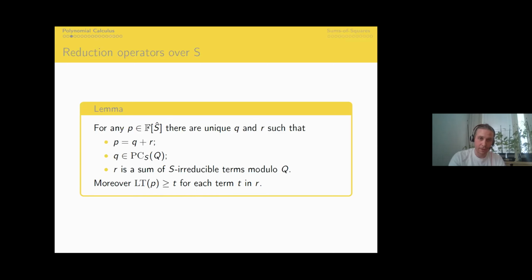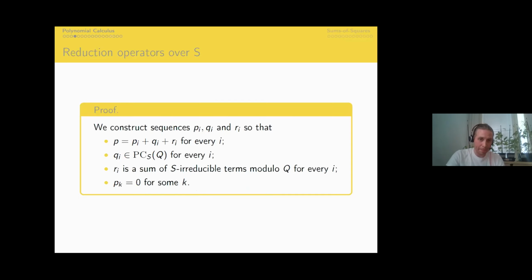And this is also a very important property that we use. Okay. So the proof is just a construction by construction. So we construct sequences of polynomials so that P is always Pi plus Qi plus Ri. And at each step, Qi's are provable, Ri's are sums of irreducible terms.